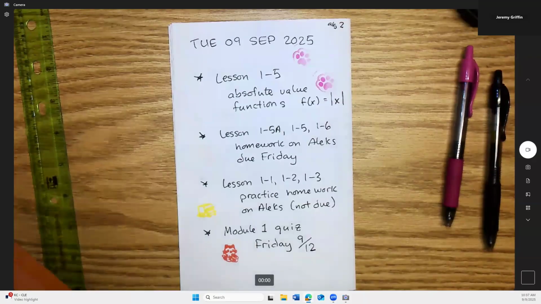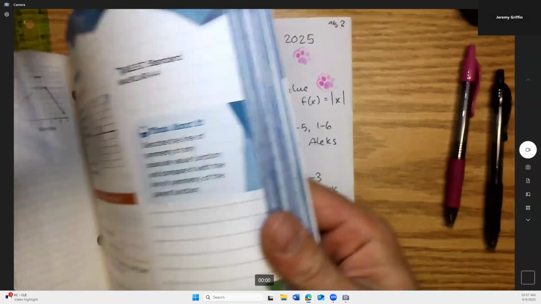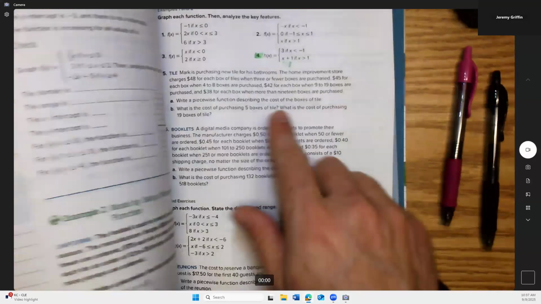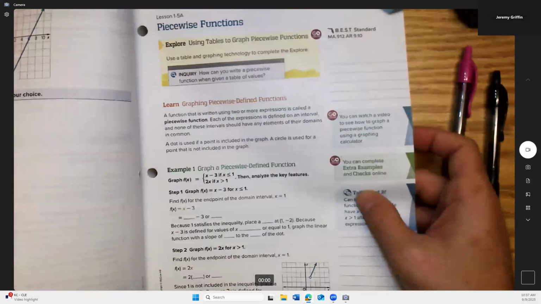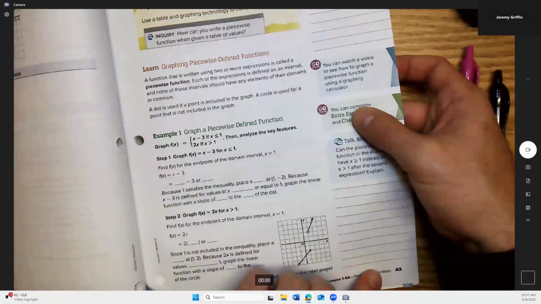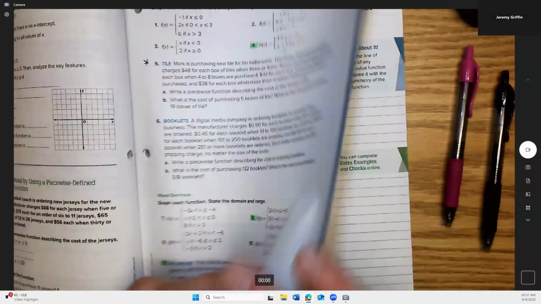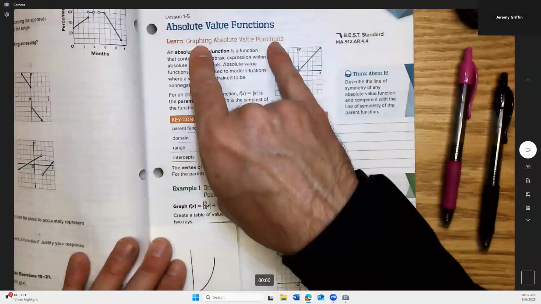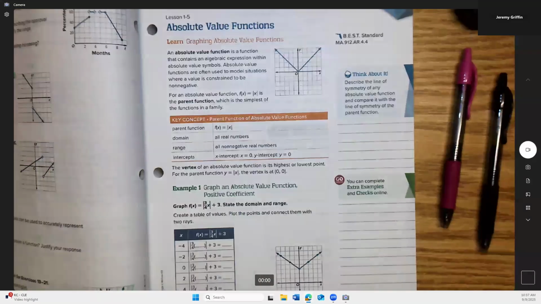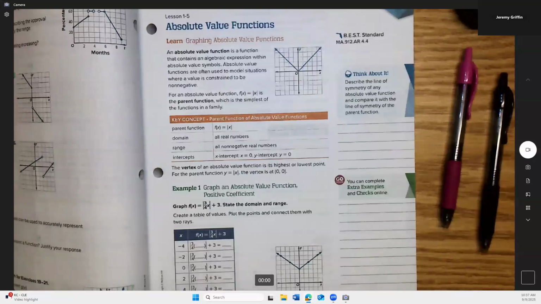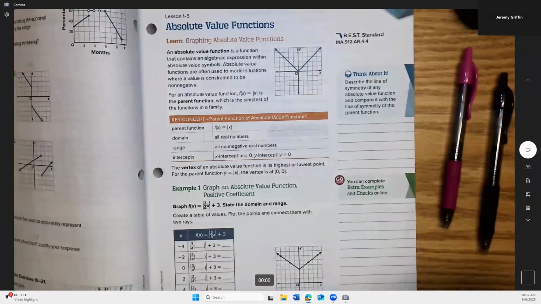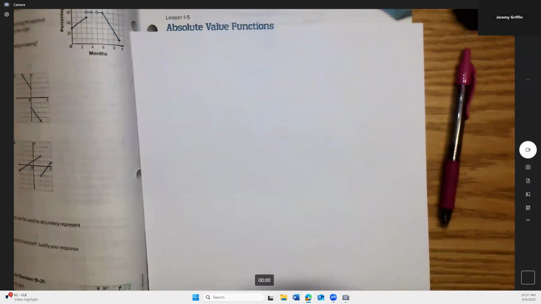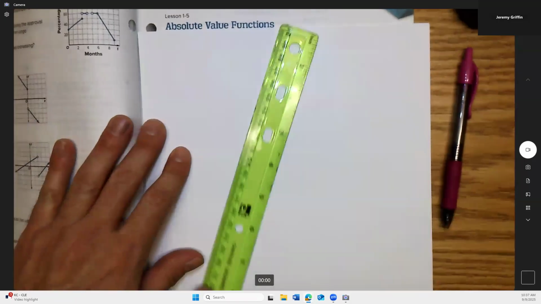All right, so where are we here? Yesterday we were doing these piecewise functions, on page 43. We did that already. We are up to page 47, absolute value functions. You're on page 47, absolute value. I'll do as many examples in class as I can with you, and then when you do the Alex homework version, this all makes sense.